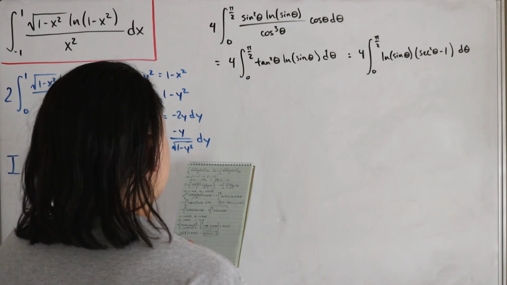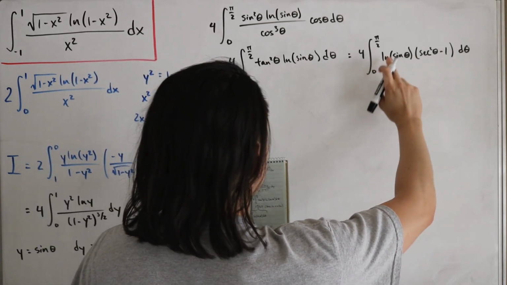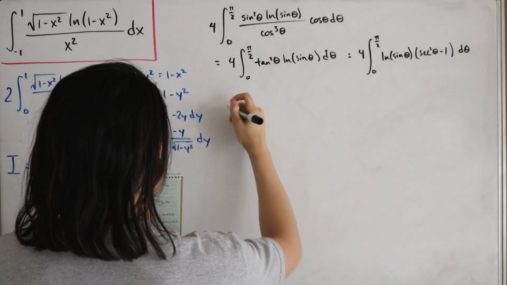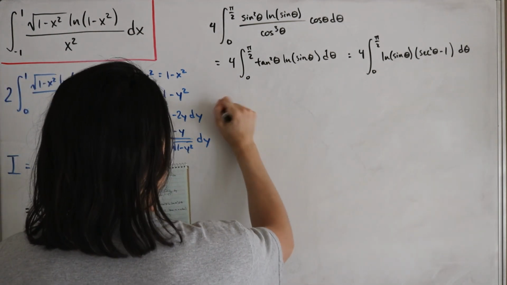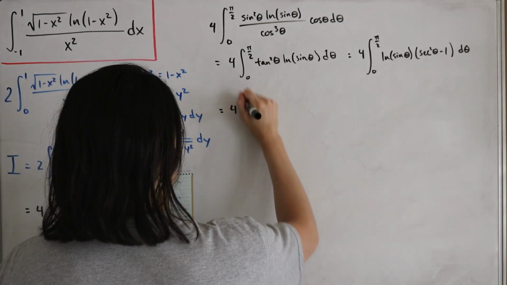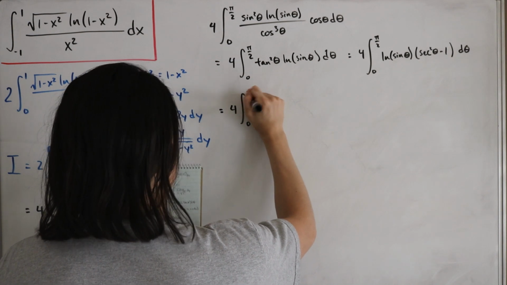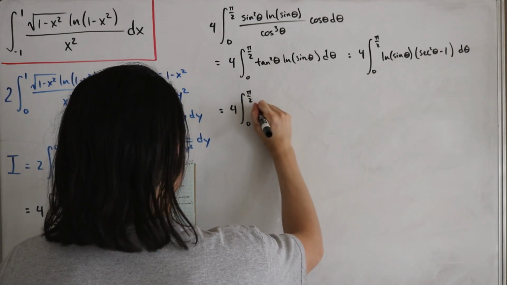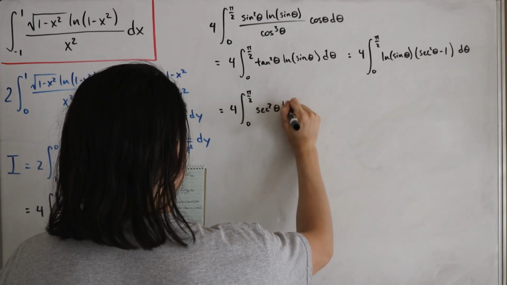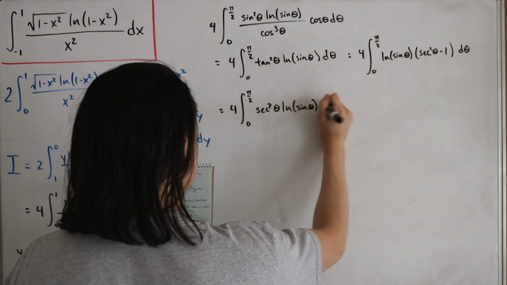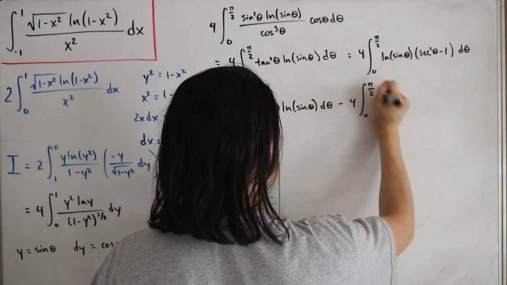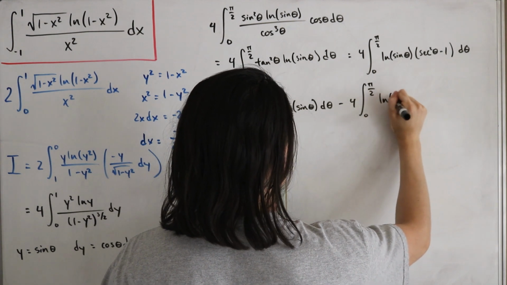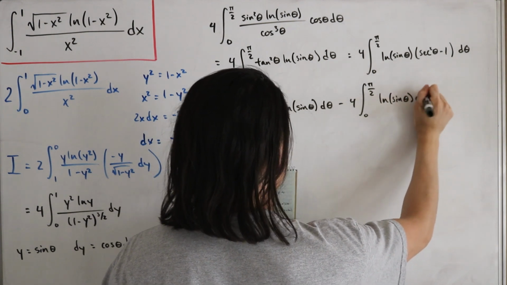Okay, so with that being the case, let's actually distribute the natural log of sine theta into all this. So now we're going to have this in terms of a sum, or rather a difference, of integrals. So we have 4 times the integral from 0 to pi over 2 of secant squared theta times the natural log of sine theta d theta, and then subtract 4 times the integral from 0 to pi over 2 of natural log of sine theta d theta.